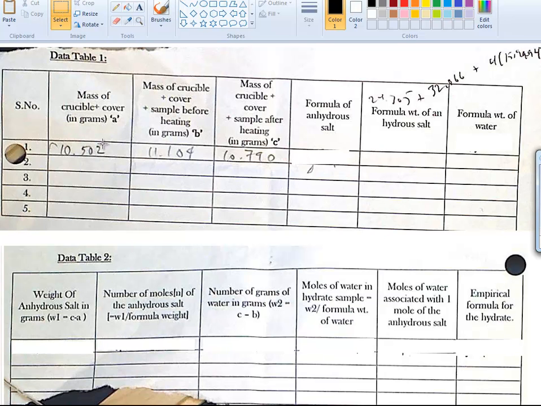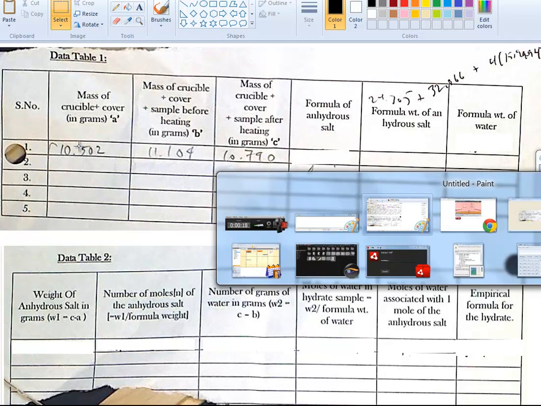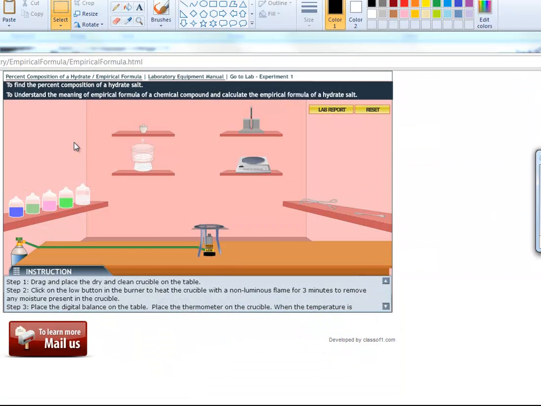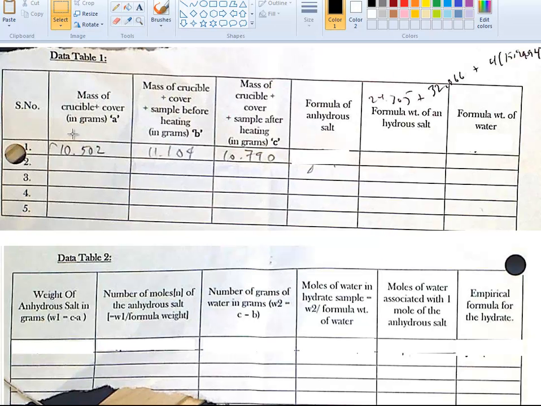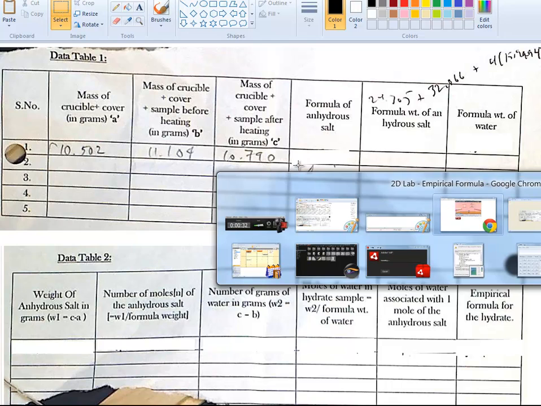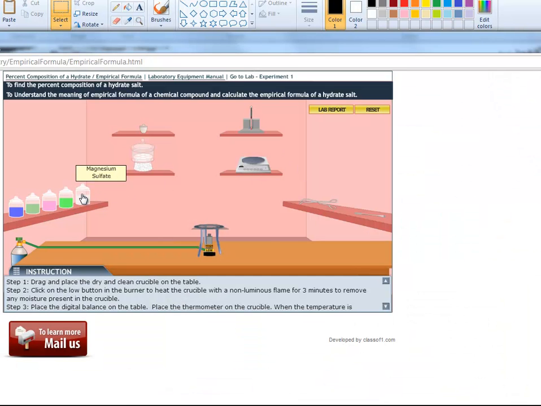These are some data from one of your classmates, and I'll do the first one as an example. This one is magnesium sulfate. So you know how to get this from the online lab. Some people had questions about this. This formula of anhydrous salt, that's just a formula for this thing, magnesium sulfate.